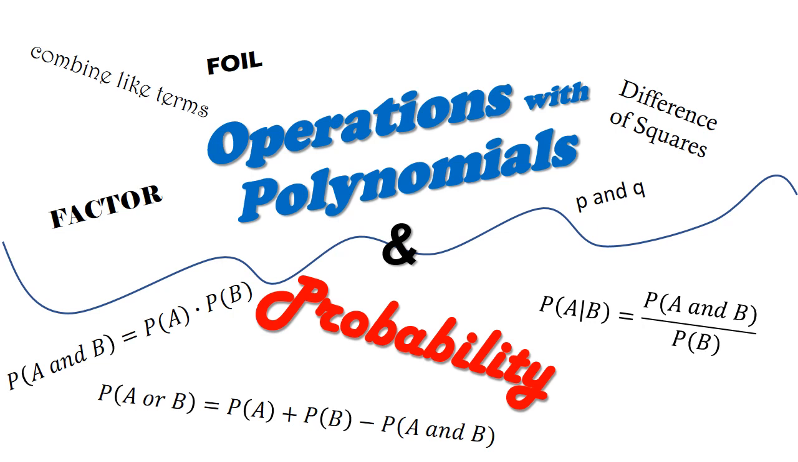This is Mr. Baker, and we are finally on the last of our 5 review worksheets for the end of course test. Well, last if this is the last of the videos you've watched. This is operations with polynomials and probability, 2 completely unrelated topics, but just a few practice problems from each thrown onto the same worksheet.